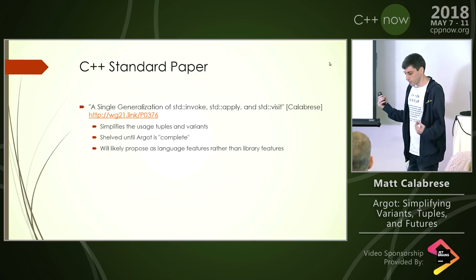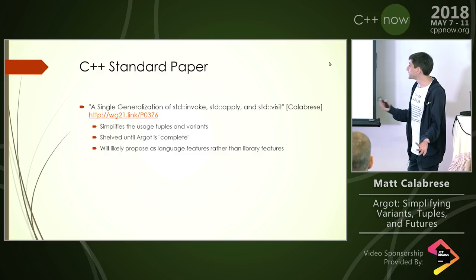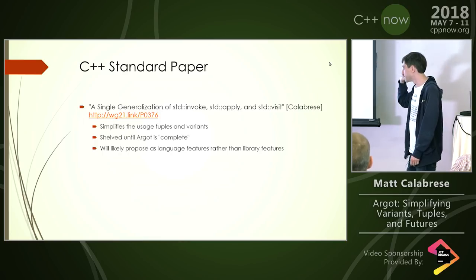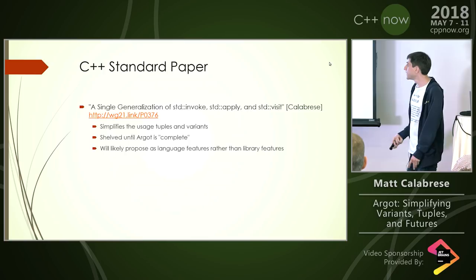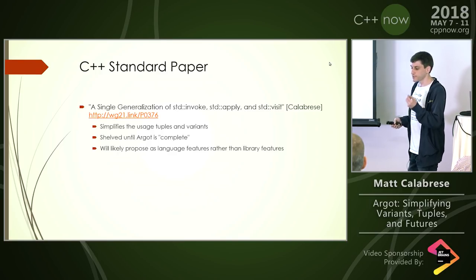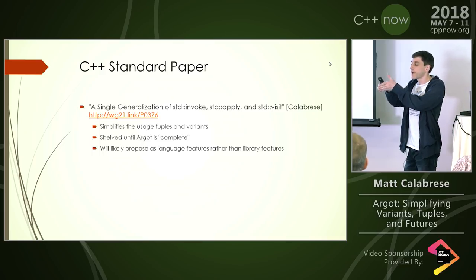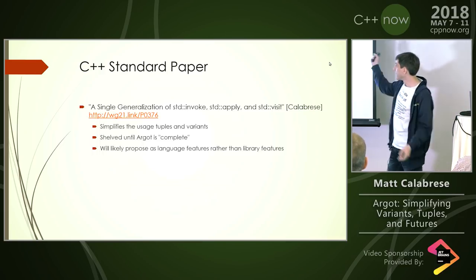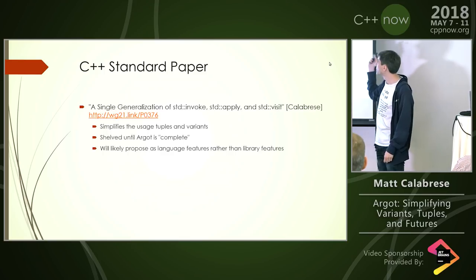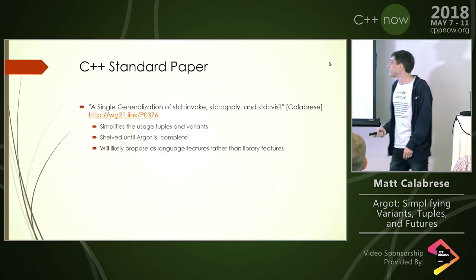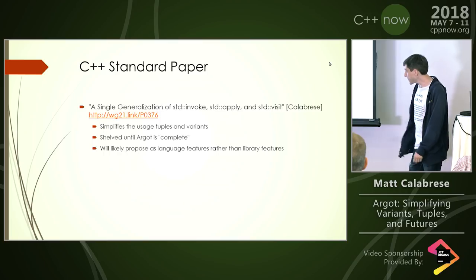So the library that I'm going to be presenting in this talk is based on a standard library proposal that I submitted, I think 2 years ago now, called a single generalization of std invoke, std apply, and std visit. The idea of that paper is that it creates a generalization of how we invoke functions in the language. Specifically, it allows us to invoke functions in a way that lets us expand out algebraic data types, being product types such as tuples and sum types such as variants, at any point in an argument list.